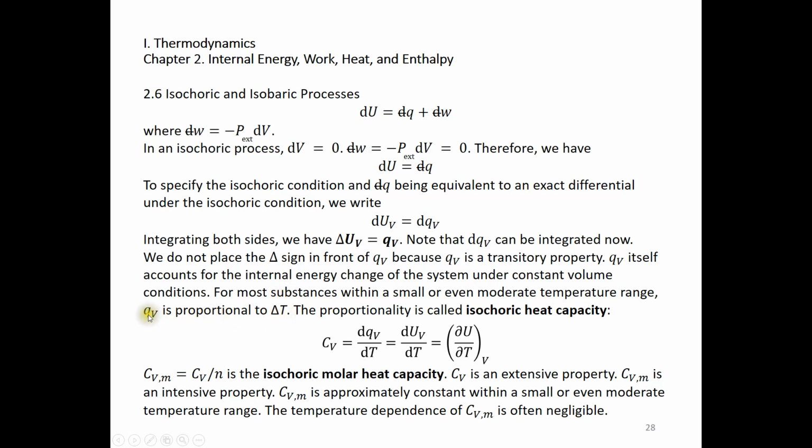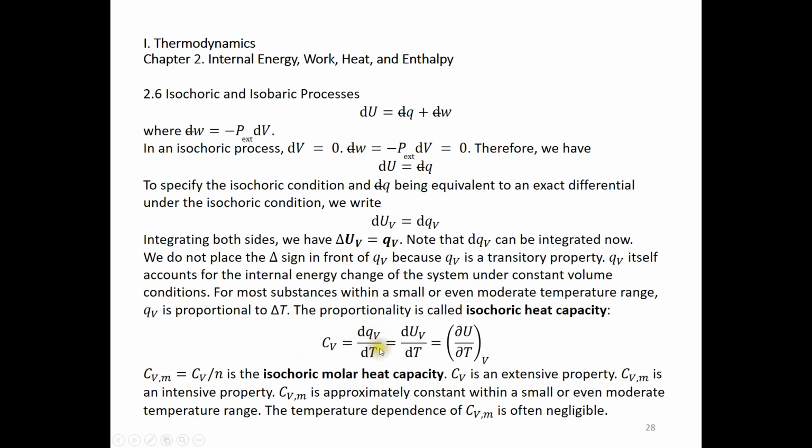If you provide more heat to the system under the constant volume condition, you have larger delta T. And this proportionality is called isochoric heat capacity. It's written as C sub V. C sub V denotes isochoric heat capacity. C sub V is dq_V over dT.